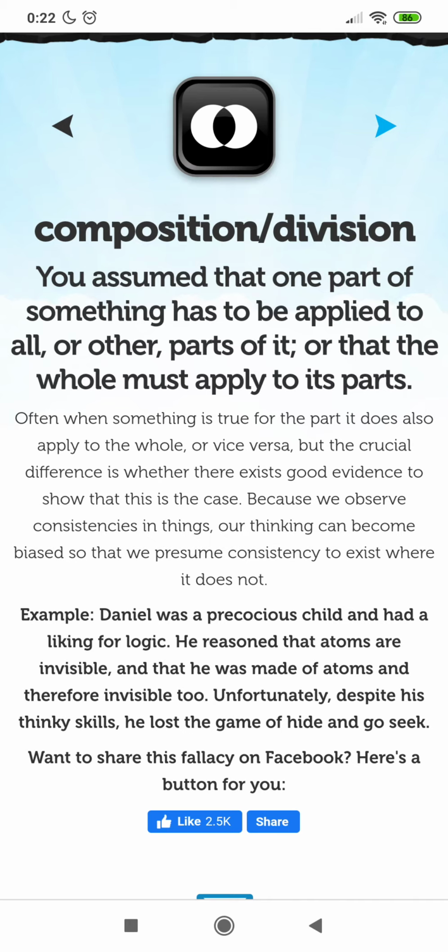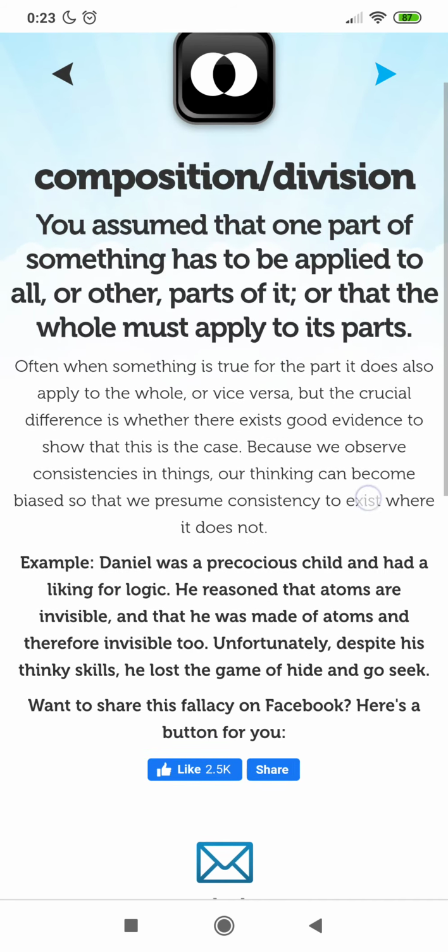Composition division. You assume that one part of something has to be applied to all or other parts of it, or that the whole must apply to its parts. Often when something is true for the part, it does also apply to the whole, or vice versa. But the crucial difference is whether there exists good evidence to show that this is the case. Because we observe consistencies in things, our thinking can become biased so that we presume consistency to exist where it does not.